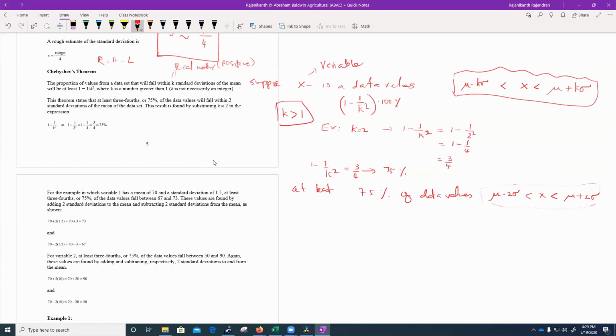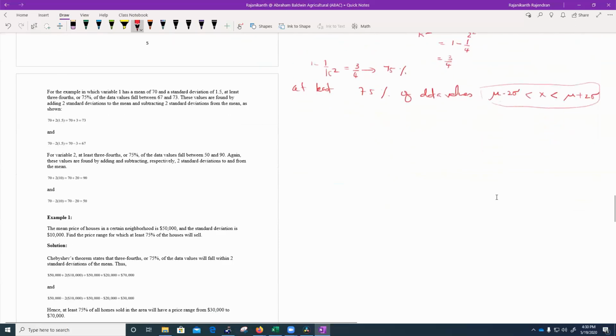So when you do a problem by applying it, then you will understand a little bit. So let me explain this example. Remember, once you know k, you are able to find that percentage. You have to keep in mind this is actually the summary of Chebyshev's theorem, so you could remember this. Okay, right. So now look at this example.